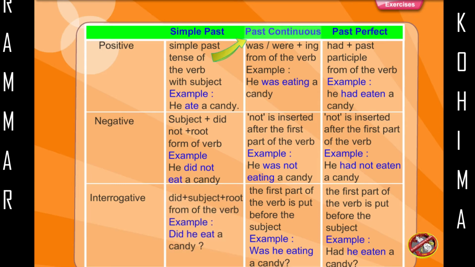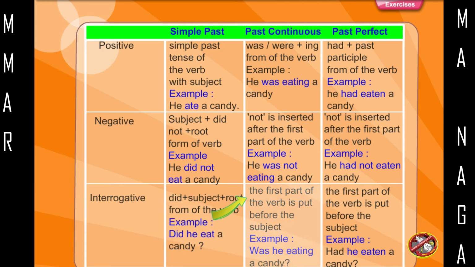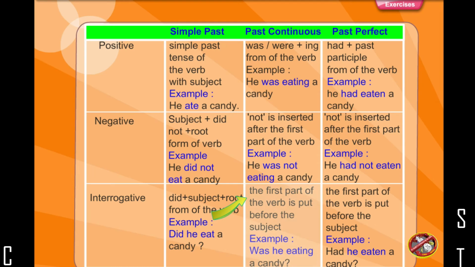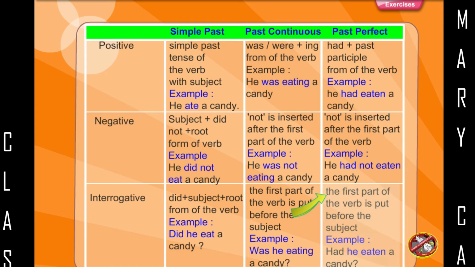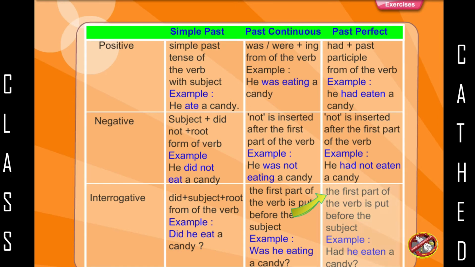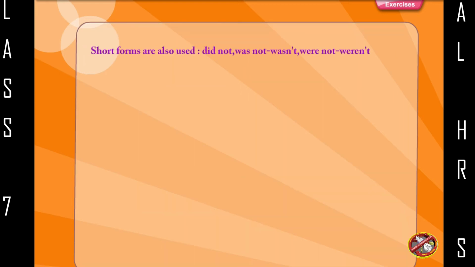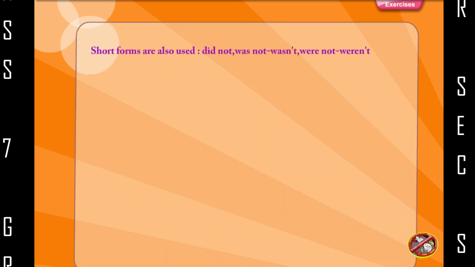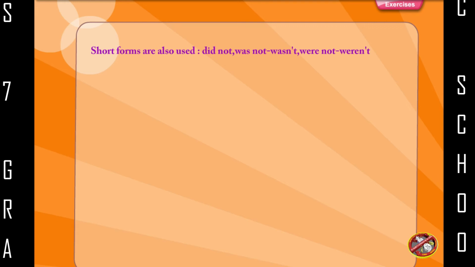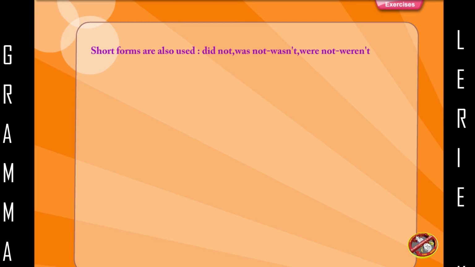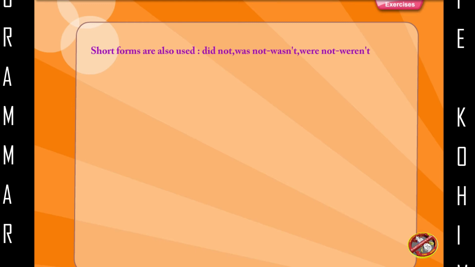Past continuous: the first part of the verb is put before the subject. Example: was he eating a candy? Past perfect: the first part of the verb is put before the subject. Example: had he eaten a candy? Short forms are also used: did not, didn't, was not, wasn't, were not, weren't.